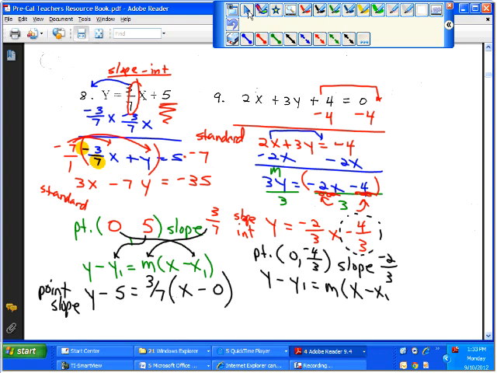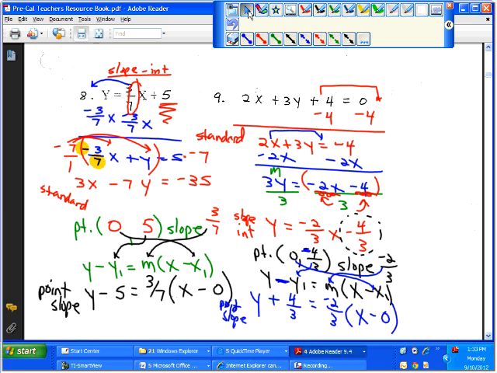y minus y sub 1 equals slope times x minus x sub 1. So we put the y in place of y, the x in place of x, and the slope in place of slope. Now we've got to be careful. We have y minus a negative makes a positive 4/3. Equals slope, which is negative 2/3, times x minus the x of 0, and there we have it in point slope form. Any questions on lesson 5 and 6?